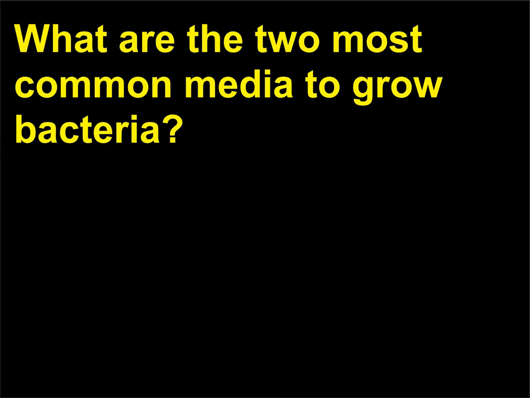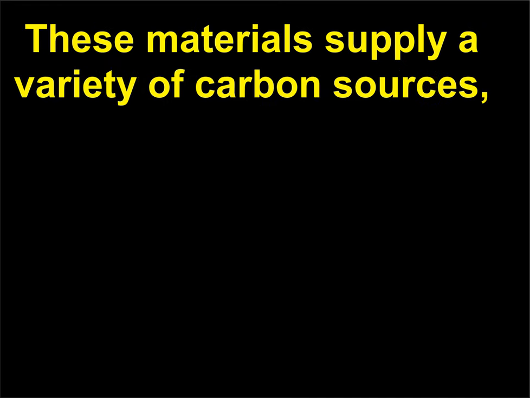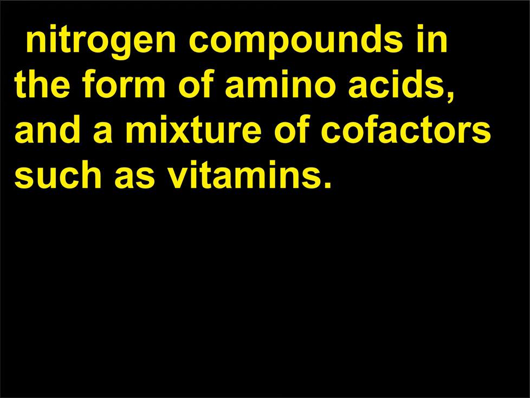What are the two most common media to grow bacteria? Beef extract and peptones, hydrolyzed protein, are the basic ingredients of nutrient broth. These materials supply a variety of carbon sources, nitrogen compounds in the form of amino acids, and a mixture of cofactors such as vitamins.